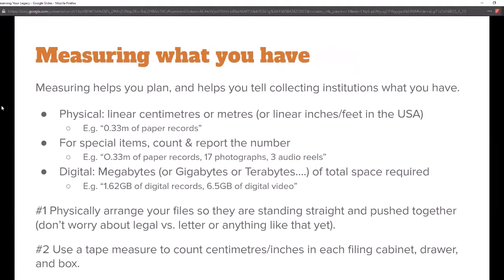I'm going to skip over this time, just as I did last time. You can come and look at this later. Measuring is really helpful in case you are calculating how much offsite storage or how many boxes you need to buy or how many Rubbermaid tubs you need to buy, but I'm not going to go over this right now. You can come back to these slides later.